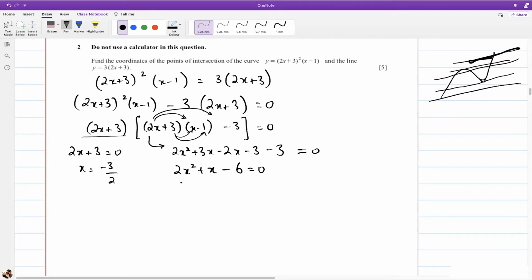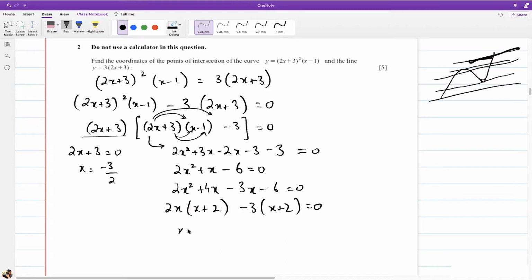If I try to do it with factorization, I'll actually end up with something like this probably. So it would be 4x minus 3x. Yes, I get it, my bad. So now 2x is common, gives me x plus 2, and here minus 3 is common, gives me x plus 2 equal to 0. x plus 2 equal to 0, or 2x minus 3 is equal to 0.